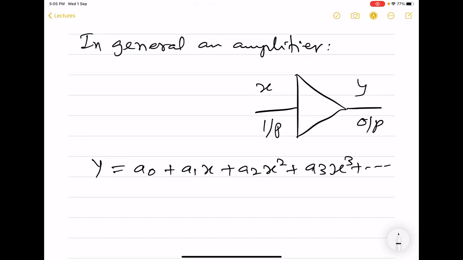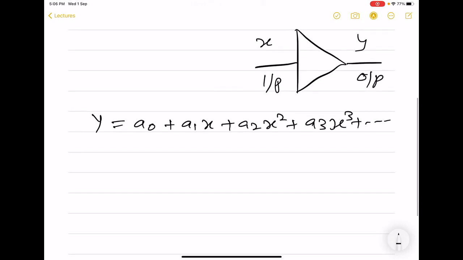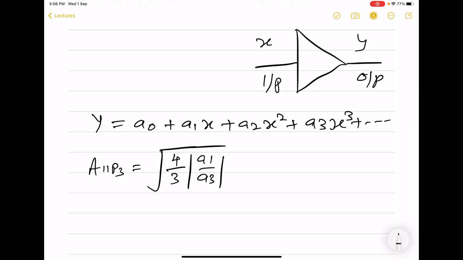But when we try to analyze the behavior of an amplifier for the 1 dB gain compression point and the IP3 point, we considered nonlinearity only up to order 3. And we found that the amplitude for IP3, that means the amplitude of the input for which the IP3 point will occur, is given by this expression. So we see that it depends upon coefficients A1 and A3.